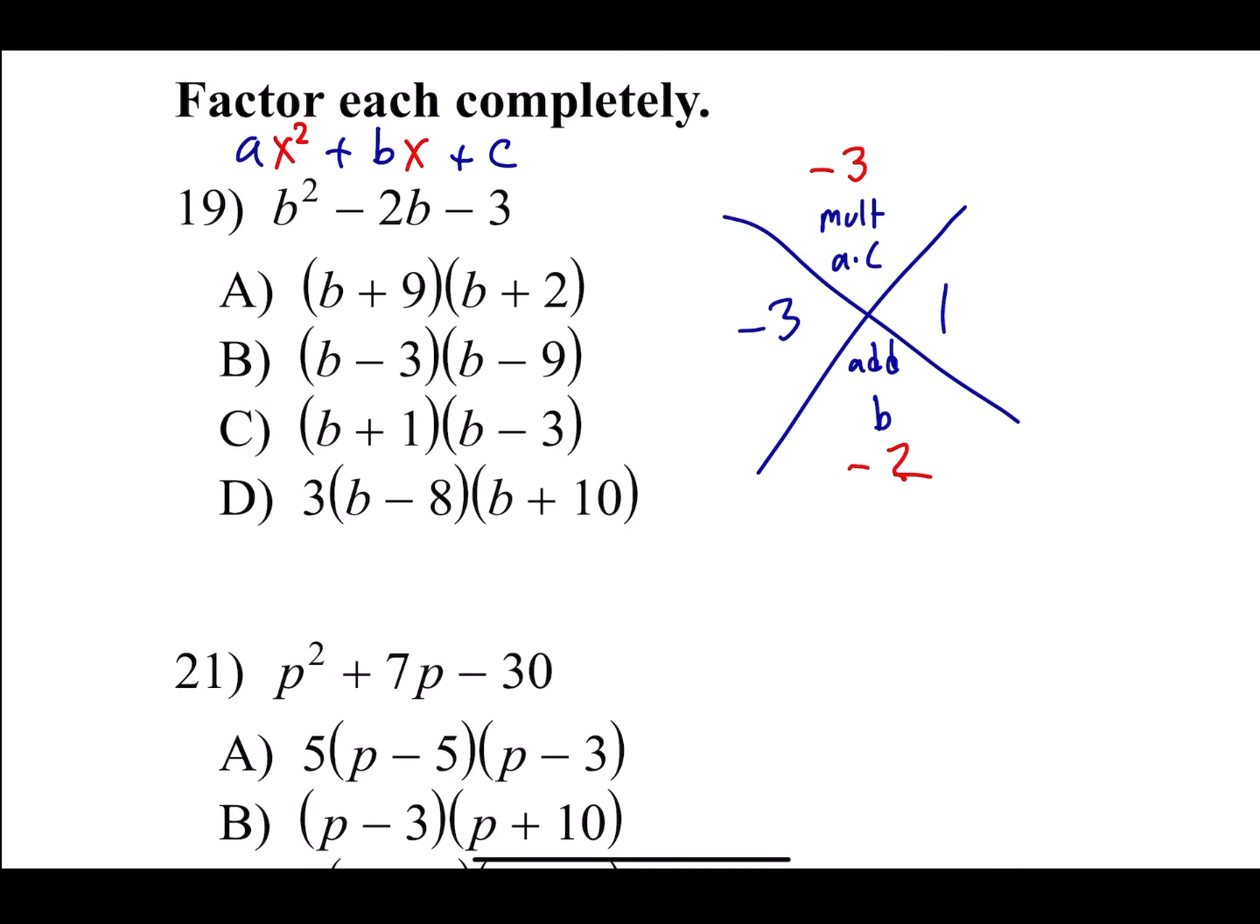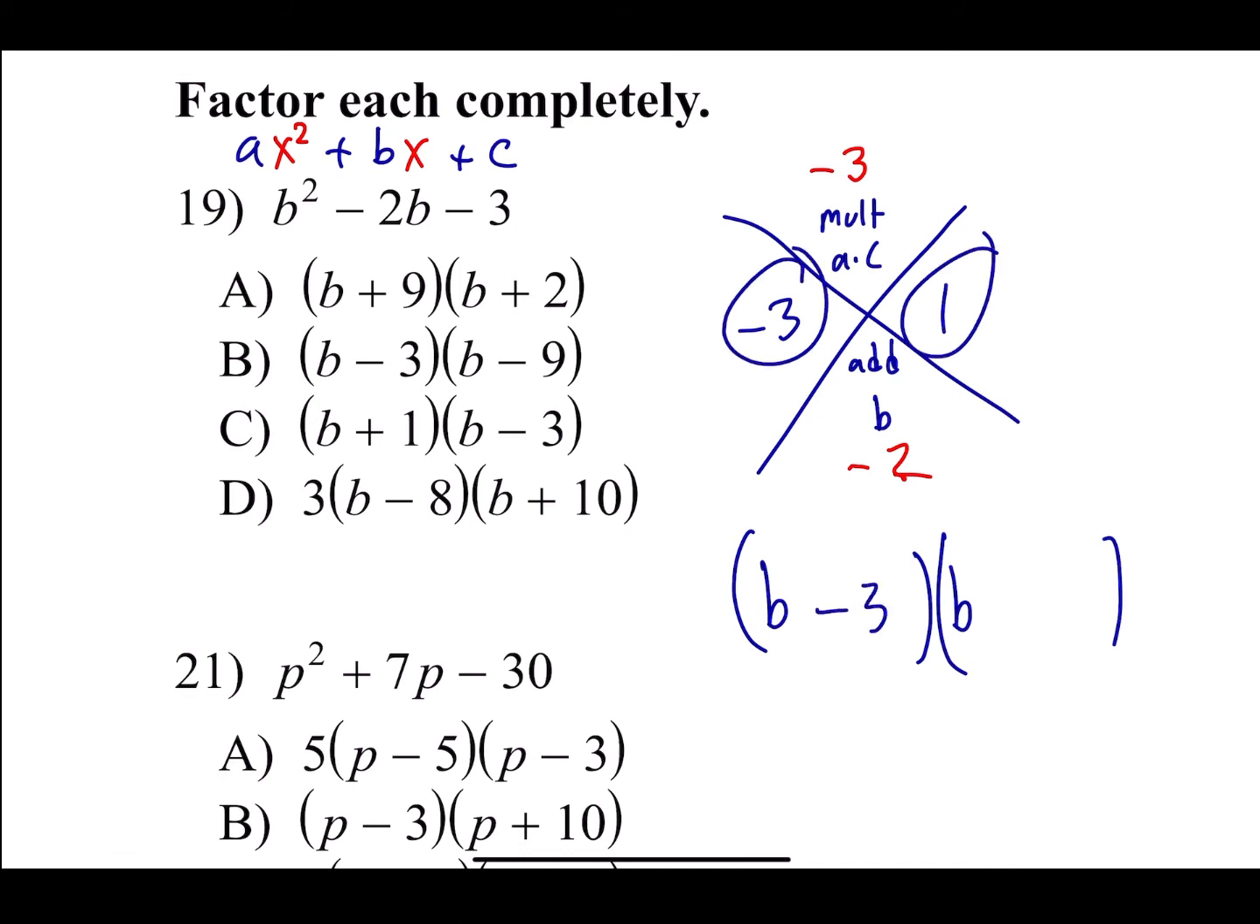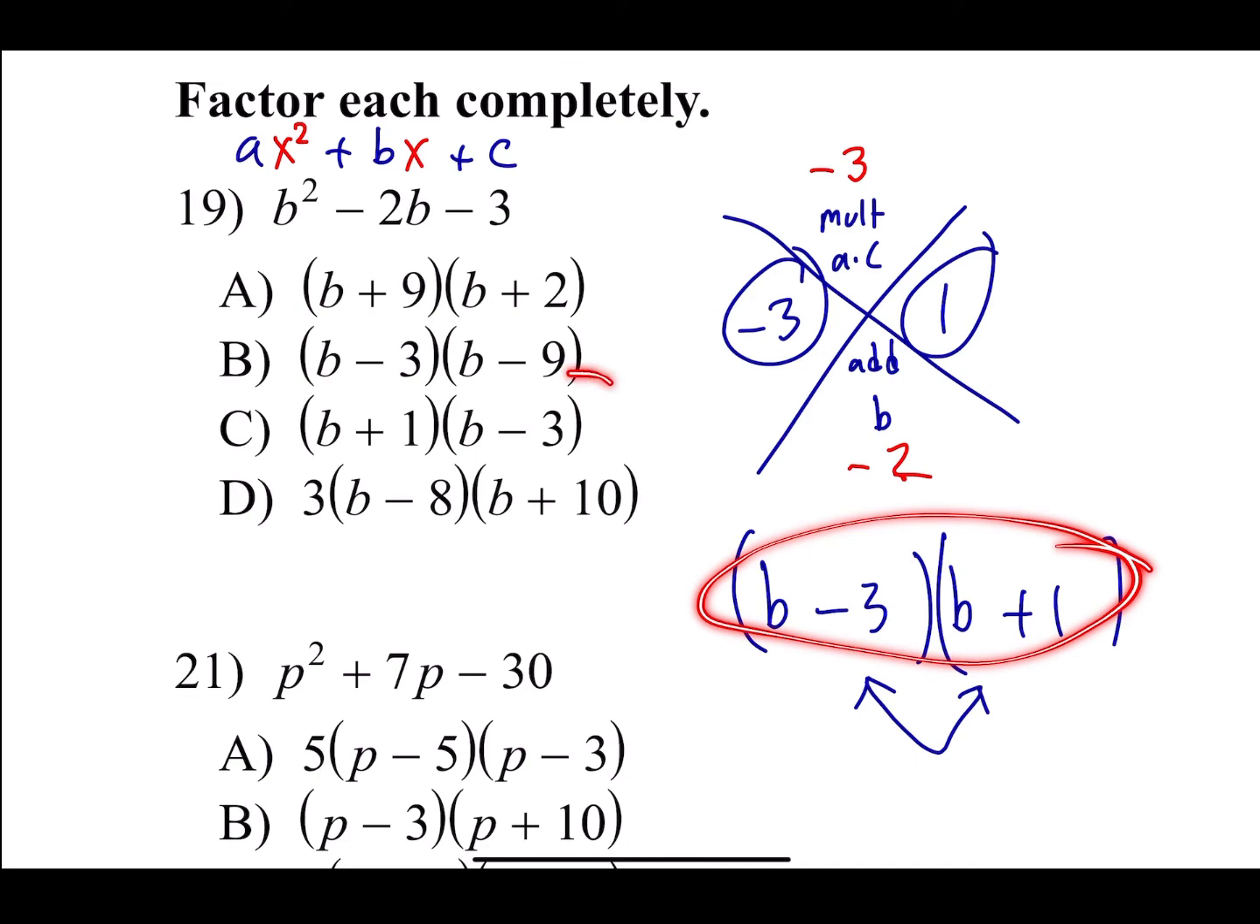And if a is equal to 1, we just write the variable twice. In this case, it's b. Normally, it's x. Doesn't really make a difference. Then we write our numbers, minus 3 and positive 1. And the order of these two factors does not matter. So let's see if it lines up with anything. Nope, nope. There it is. B plus 1, b minus 3. Even though it's not in the same order I wrote mine, multiplication order doesn't matter. So that is the answer.